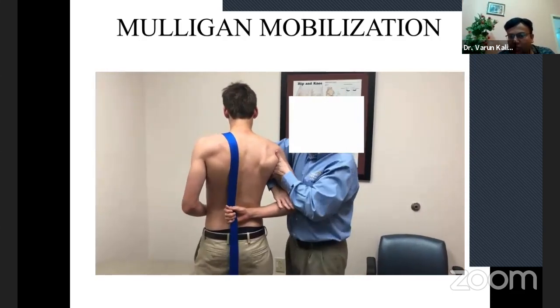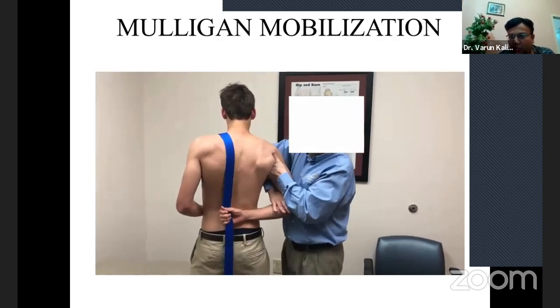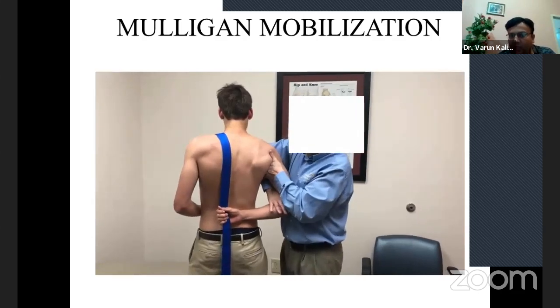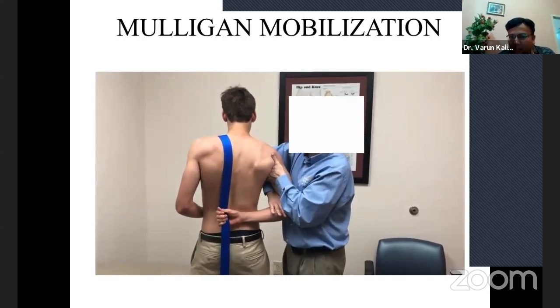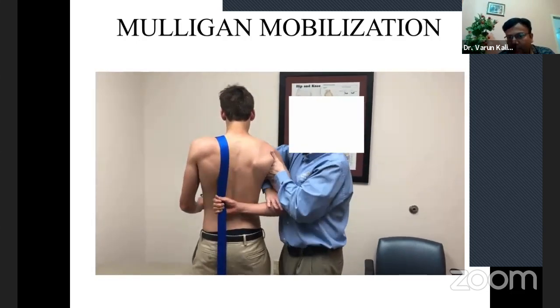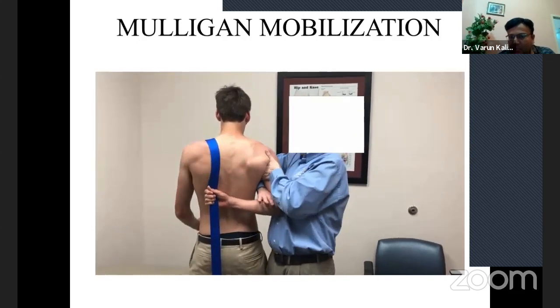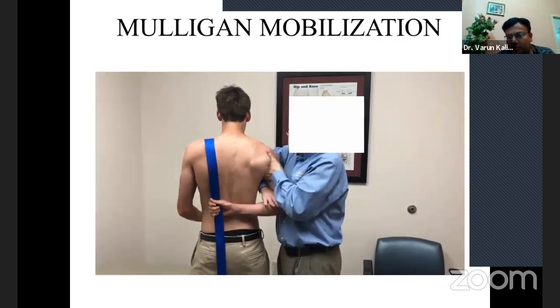and he will tell the patient to move his arm in internal rotation with the help of the Mulligan belt, by pulling the other end of the Mulligan belt with the normal hand, and he will maintain this distraction till the movement completes.